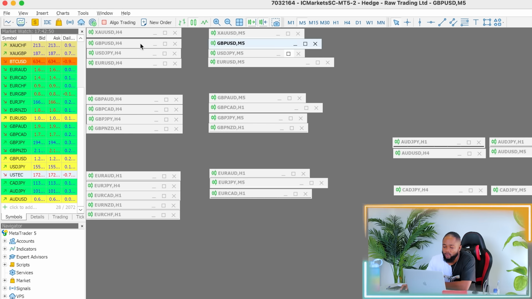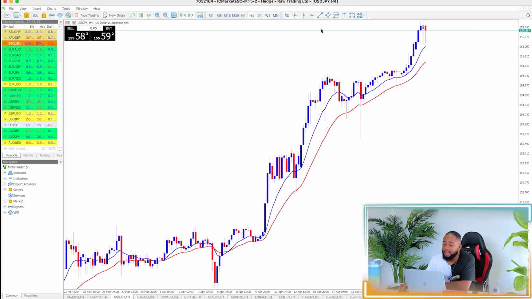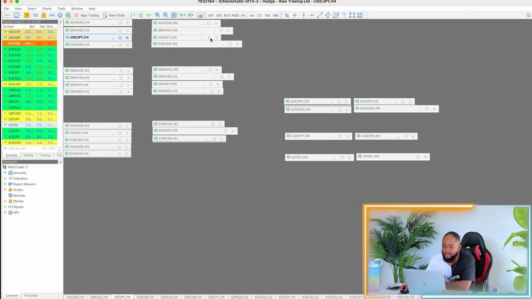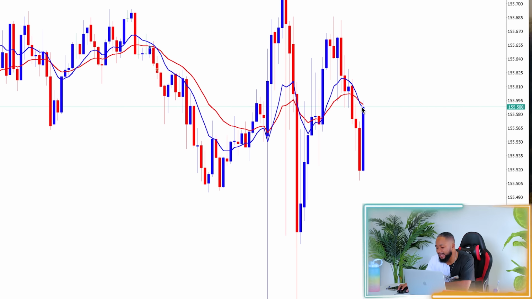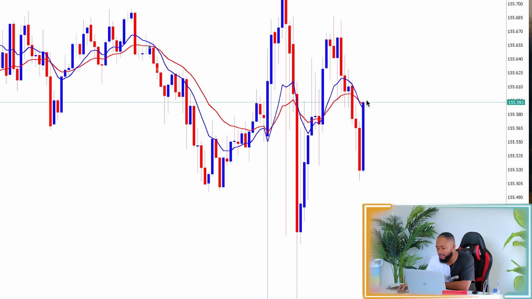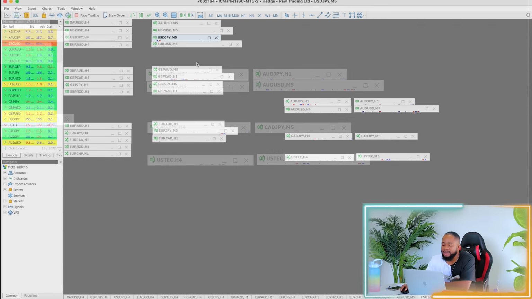Then let's go to USD JPY. On USD JPY, the market is obviously buying on the higher time frame. On the lower time frame, we want to confirm if the market is doing the same thing. All right, on the lower time frame, we can already confirm the market is actually buying, because you can see there's a cross right here. Can you see this? There's a cross right here, so we can actually take a trade on USD JPY.